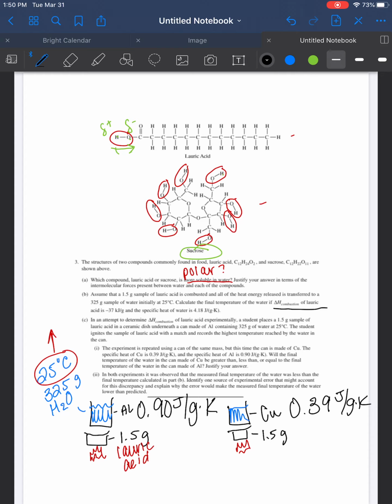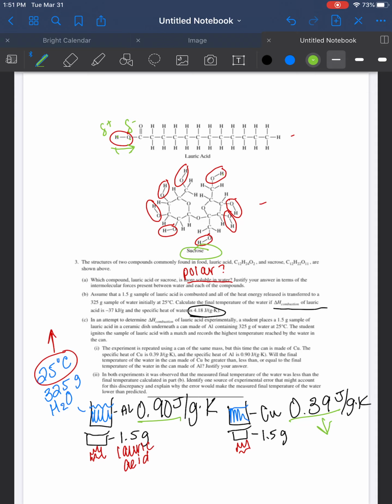So the higher your specific heat, the more energy is required to change that temperature. Water has a very high specific heat, which is why it takes forever for water to boil on your stove whenever you're trying to make anything. In this case, we have aluminum with a specific heat of 0.90 and copper with a specific heat of 0.39. Since copper has a much lower specific heat, it requires less energy to increase the temperature.